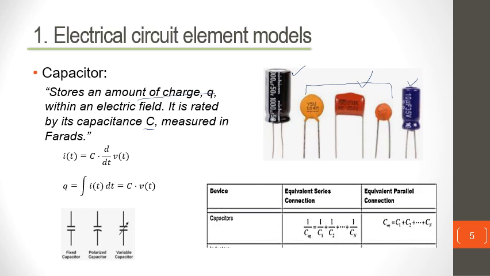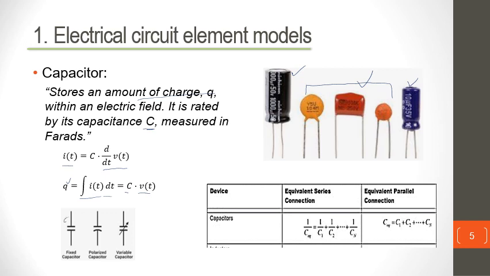The mathematical behavior of a capacitor is that the current in a capacitor is proportional to the derivative of voltage, or the change in voltage. So I is equal to C dV/dt. Alternatively, we can express the charge stored in the capacitor, which is basically the integration of the current, as being equal to C times V. So the charge stored in the capacitor is proportional to the voltage as well.